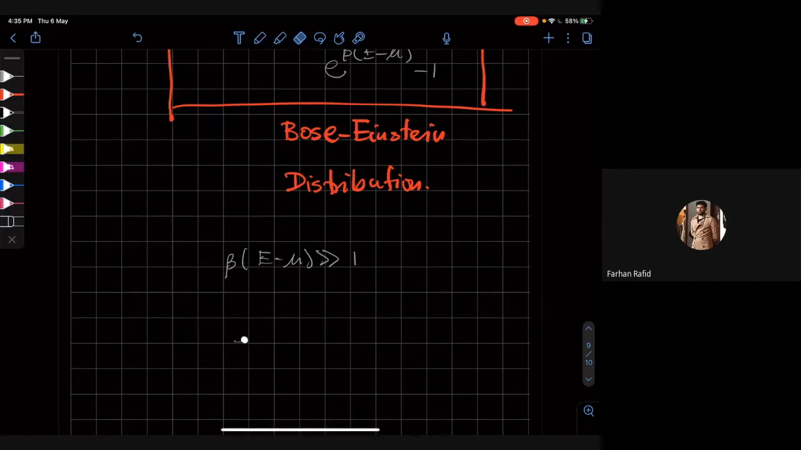And this means that this limit corresponds to μ being small, that is, the density of the particles being small. So when the density of particles is small, even if we have fermions, it doesn't really matter because none of the fermionic states are doubly occupied.